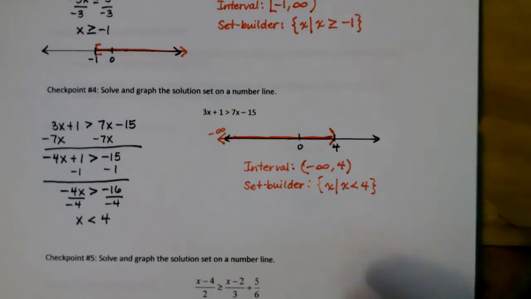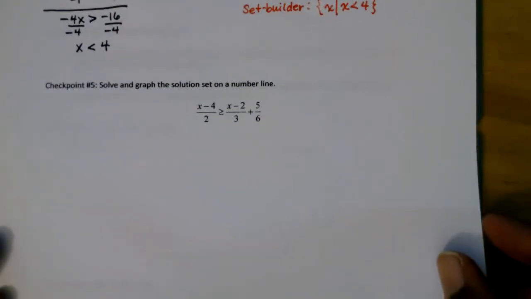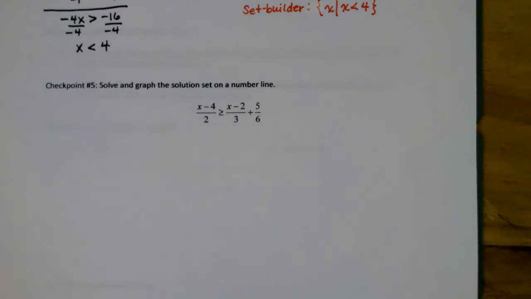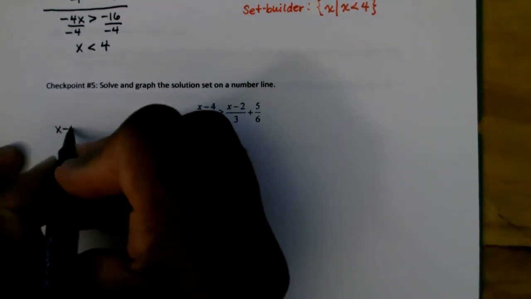Okay, here's another example of an inequality. This one has fractions in it. Let's say we had this: (x minus 4) divided by 2 is greater than or equal to (x minus 2) divided by 3 plus 5/6. All right, so the first thing we need to do here, and I'll rewrite that inequality.